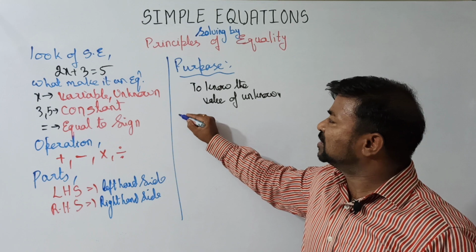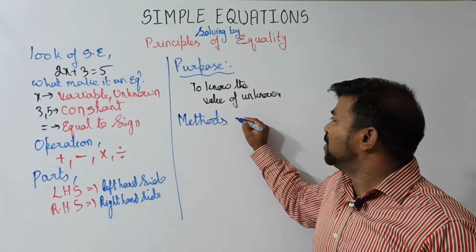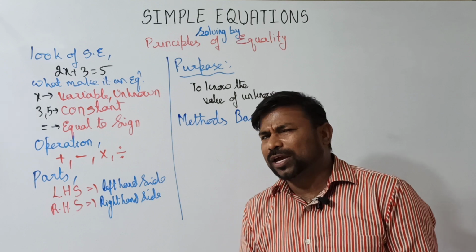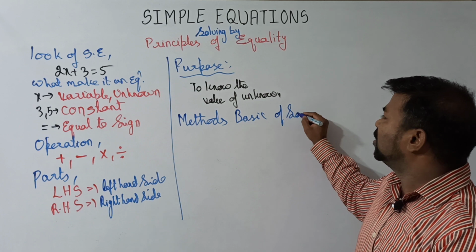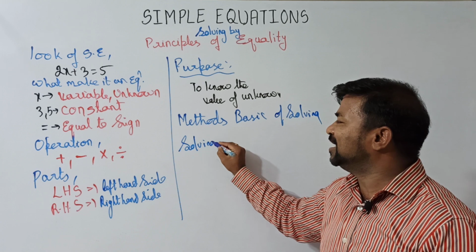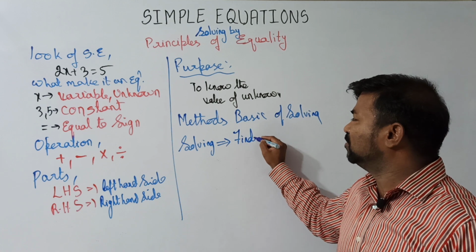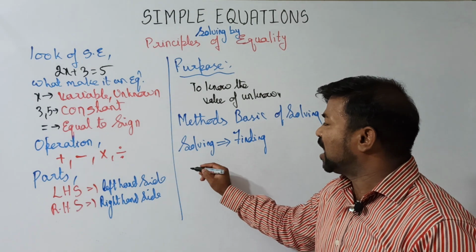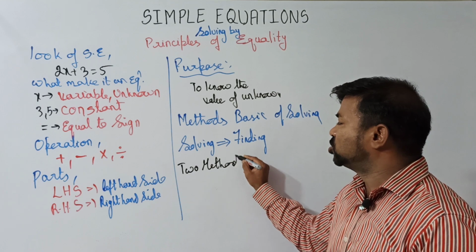Now how many methods are there? Generally, what are the basic methods? Basic methods are basic methods of solving. What's the meaning of solving? Solving means finding. How many methods are we having? We are having two methods. Please remember, there are two methods in which we can solve it.